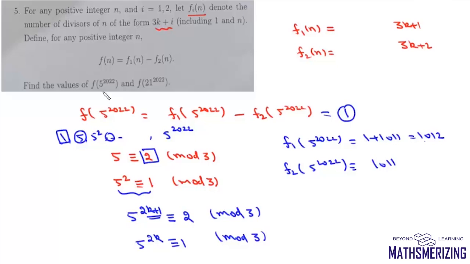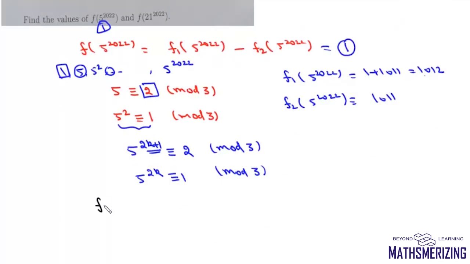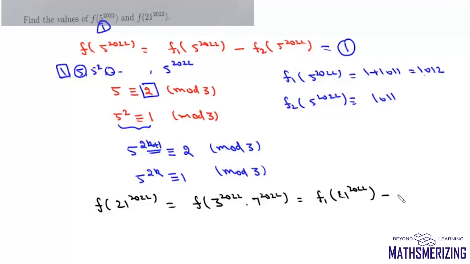So the answer to this first part is: the value of f(5^2022) is 1. Now for the second part, we need to find f(21^2022), which we can write as f(3^2022 × 7^2022), and this is f1(21^2022) minus f2(21^2022).